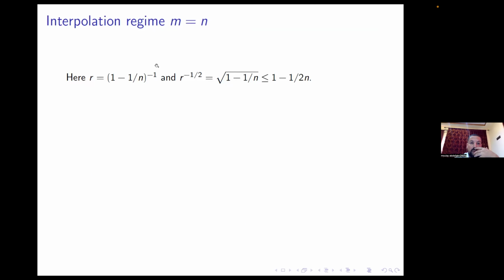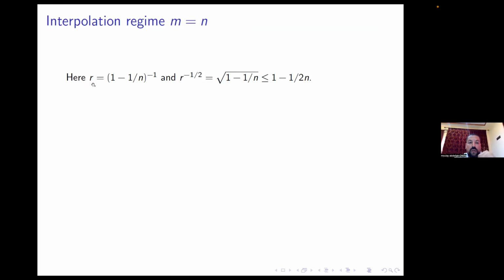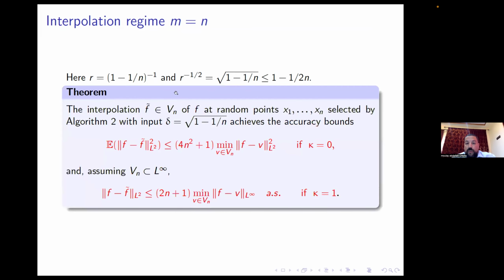And so in the interpolation regime, m is equal to n, and we have this mismatch in the formula, using the formula of the ratio. There's a mismatch between m and n, which we exploit here. So we have an estimate of this number over here, which is shown here. So we have a theorem in the interpolation regime using points selected by the algorithms.